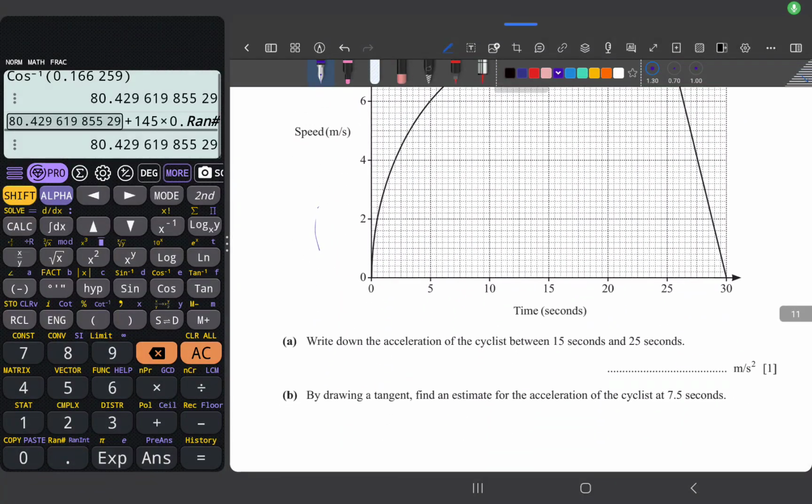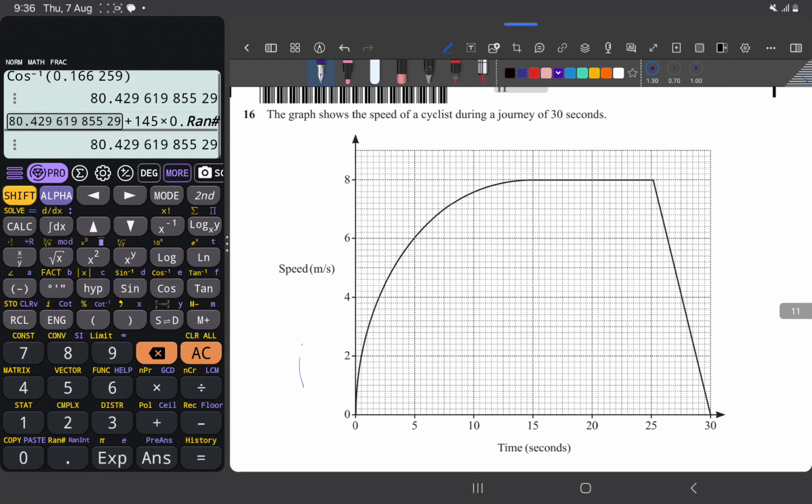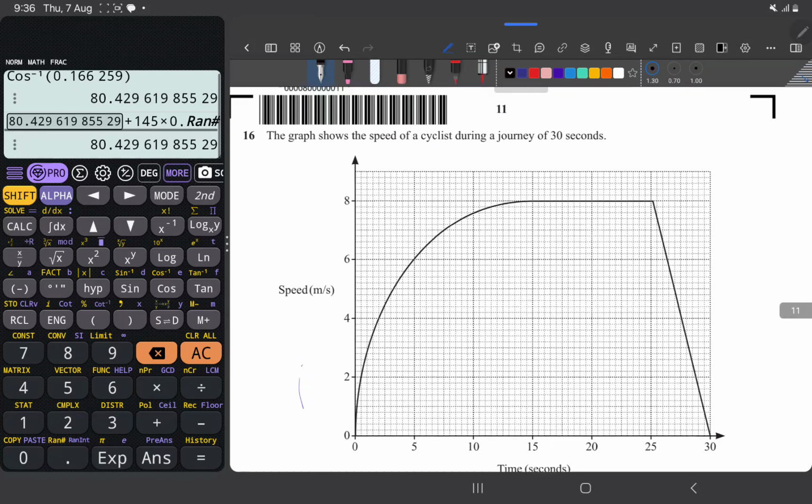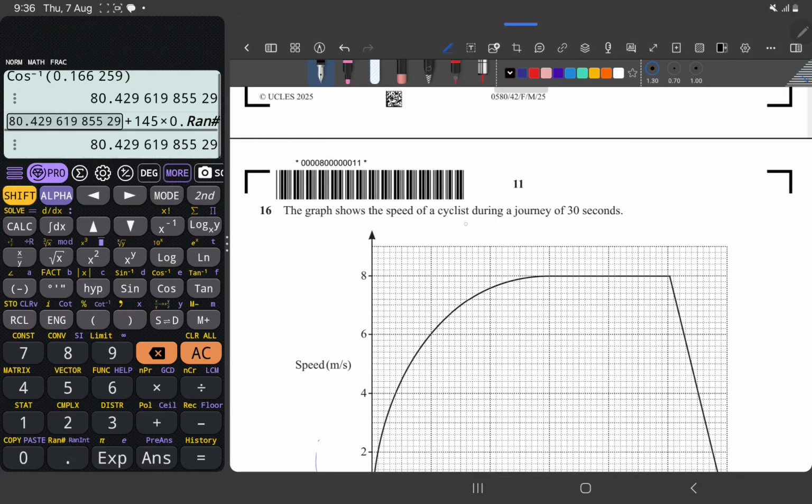Number 16, which says, write down the acceleration of the cyclist. So it gives you the graph. What type of a graph is it? Speed time graph, okay? It's a speed time graph. And what are they saying? Speed of a cyclist journey is 30 seconds, okay?